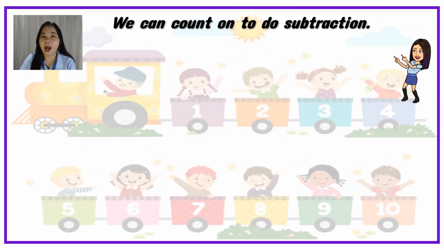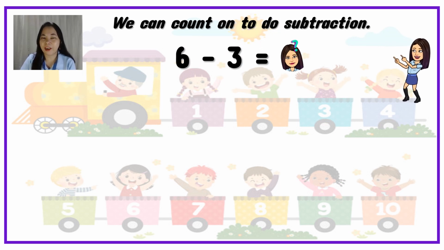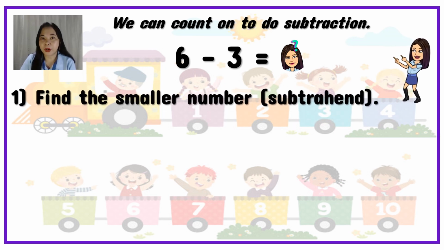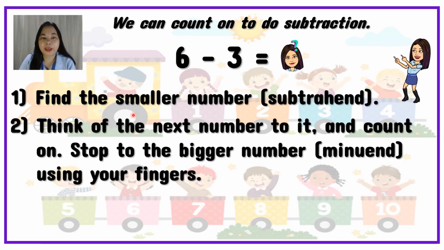We can also use count on to do subtraction. So let's have this example: 6 minus 3. So let's find the difference. For the first step, find the smaller number or the subtrahend. So in the given example here, the subtrahend is 3. So 3. Okay?